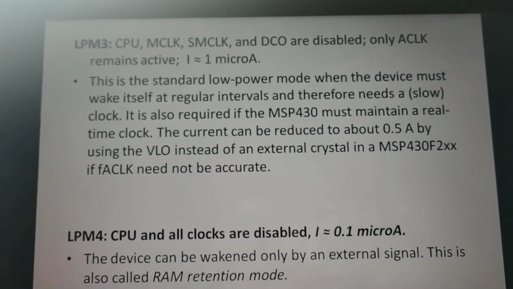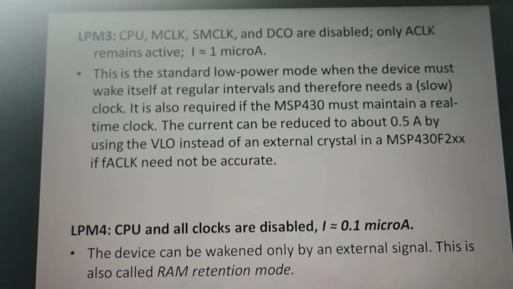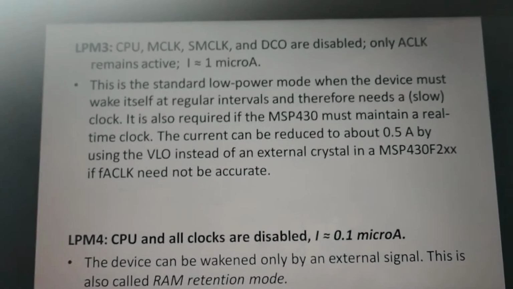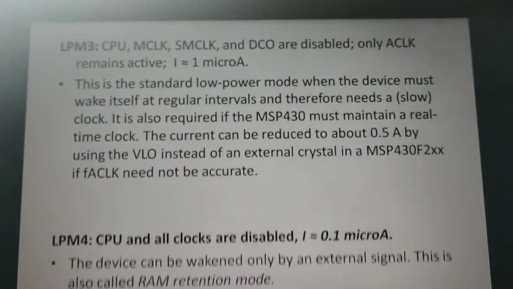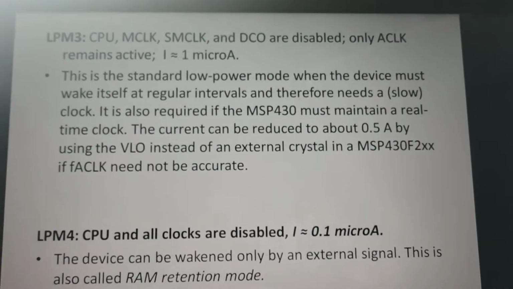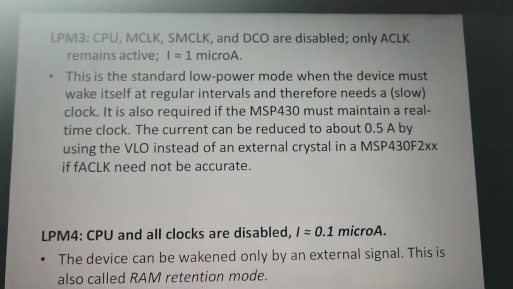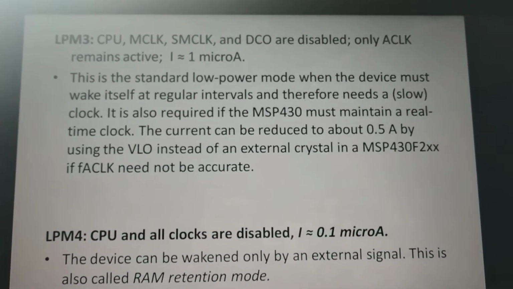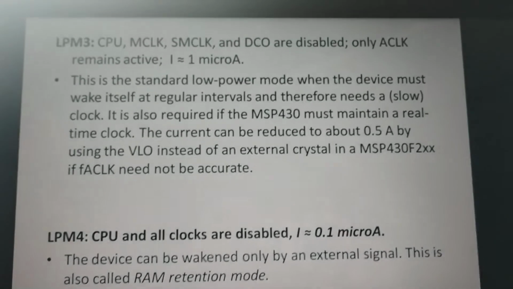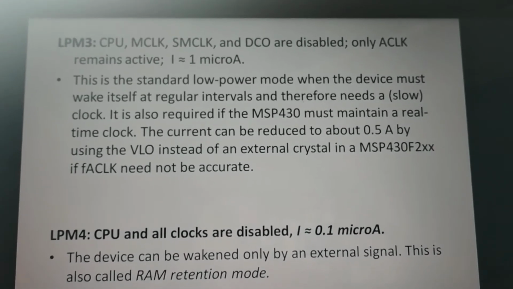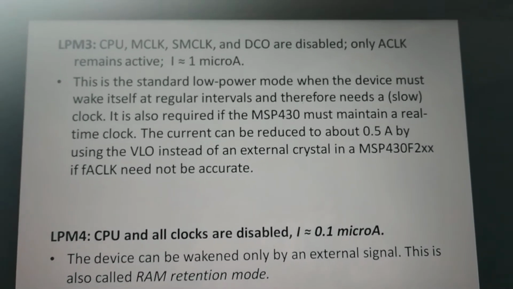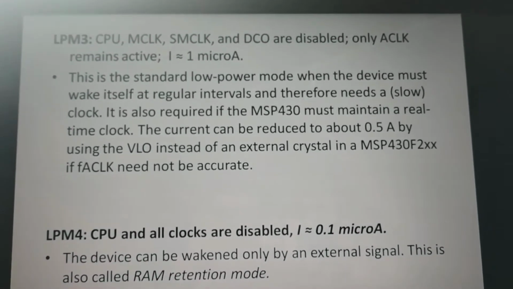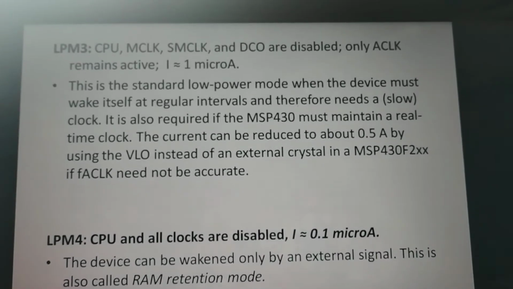Waking at regular intervals, suppose you want a real-time clock to be active. In that case, we have to have some clock that is running. A low frequency clock will do, and for that only the ACLK is required. So it is also required if the MSP430 must retain a real-time clock. The current can be reduced further by 0.5 microampere. It's not 0.5 ampere, it is 0.5 microampere, by using the VLO instead of the external crystal.